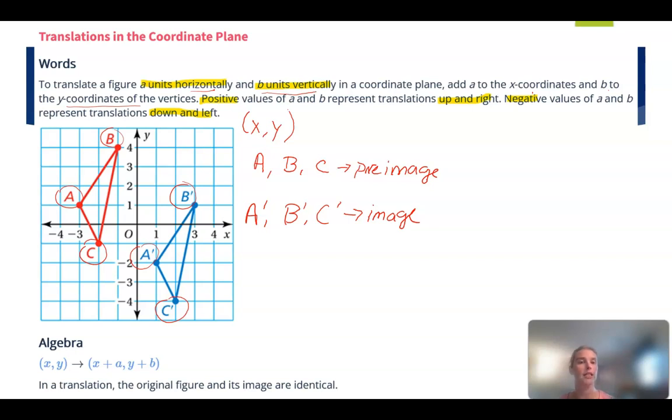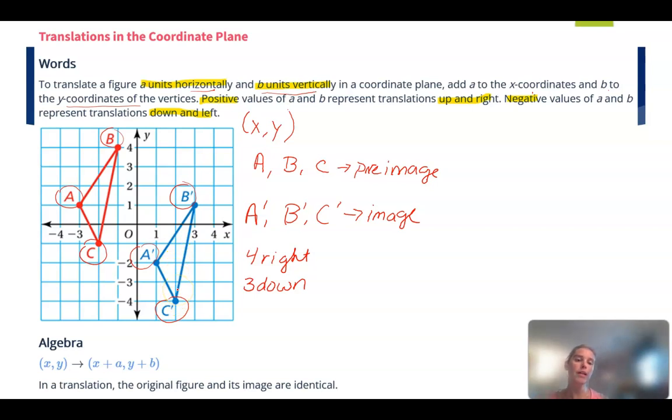So here we're going to take a look at this example. A has moved from -3, 1. It's moved 1, 2, 3, 4 to the right, and 1, 2, 3 down. So it went 4 right and 3 down. Let's see if B does the same thing. It's going from -1, 4 all the way over here. 1, 2, 3, 4 right, 1, 2, 3 down. And same thing for C. 1, 2, 3, 4 right, 1, 2, 3 down.